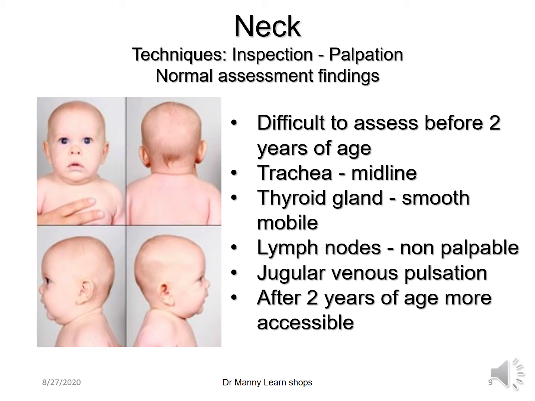They're non-palpable. And if you want to look at a jugular venous pulse, you won't be able to do that until after the age of 2, if required to do so. After the age of 2, they are more accessible. You can see things in the neck more clearly: trachea, thyroid gland, cartilage, jugular venous pulse, etc.